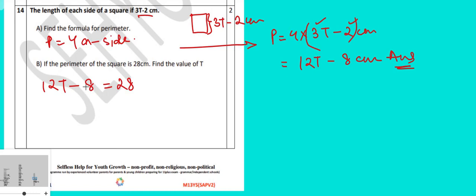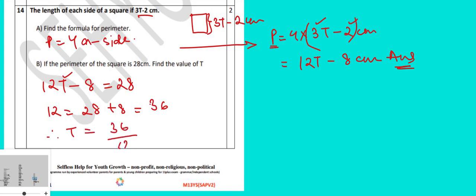We can write it like this because the P we found here was this. The formula for P is this. So if the P is 28 centimeter, it comes after the equals sign. Now we solve for t. So now 12t is equal to 28 plus 8, which gives us 36. Therefore t is equal to 36 divided by 12, making it 3. So the value for t is 3 and the formula for the perimeter is this. These both are the answers of A and B respectively under the question 14.